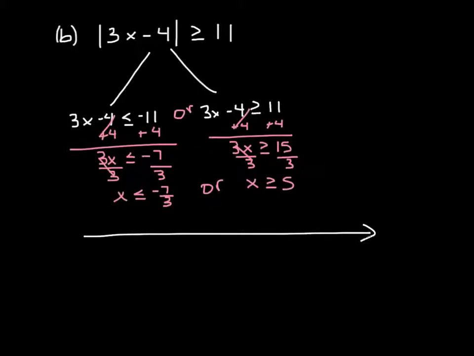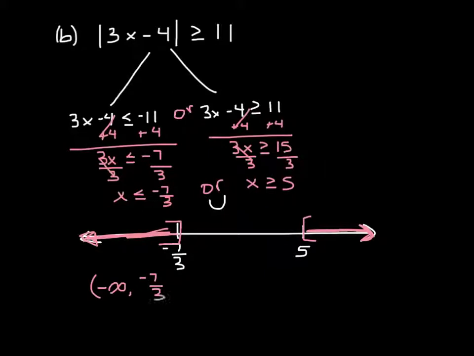So I'm going to graph that. I have my negative 7/3 and 5. Since it is less than or equal to, I'm going to use brackets, and less than is everything to the left. Greater than or equal to 5, so I'm going to use brackets and shade everything to the right. So that's going to be my graph, and then my solution set will be negative infinity to negative 7/3, union 5 to infinity.